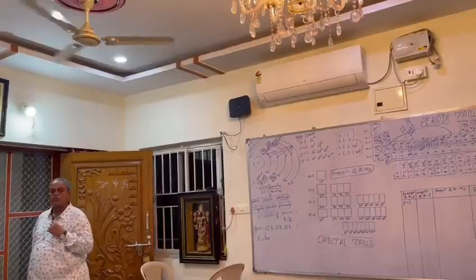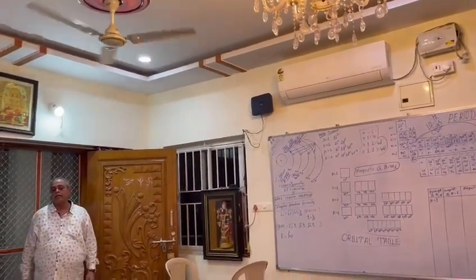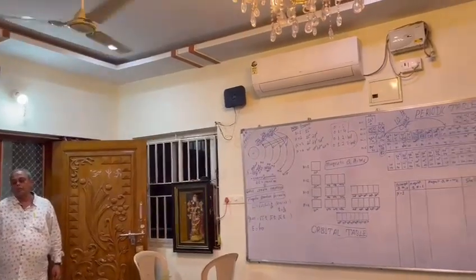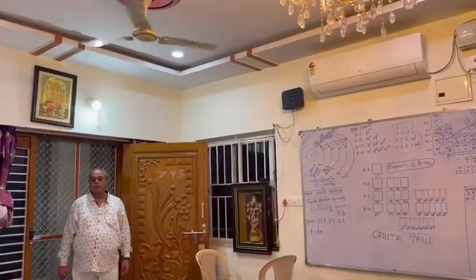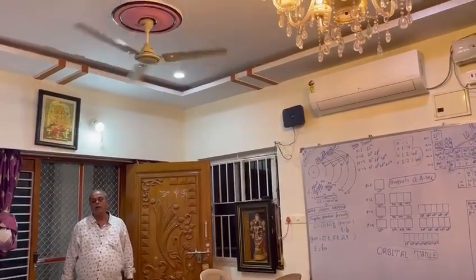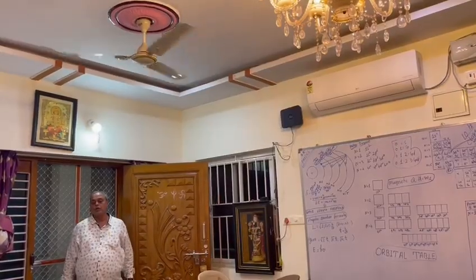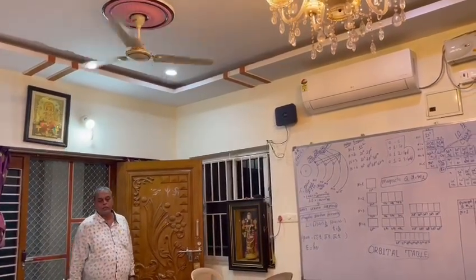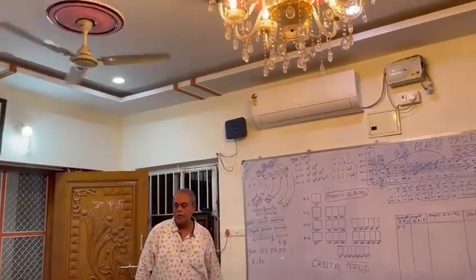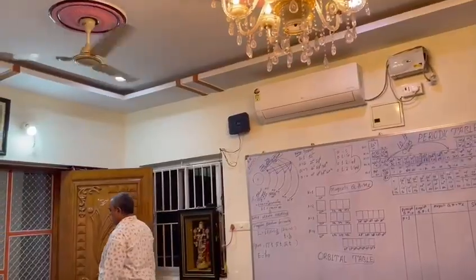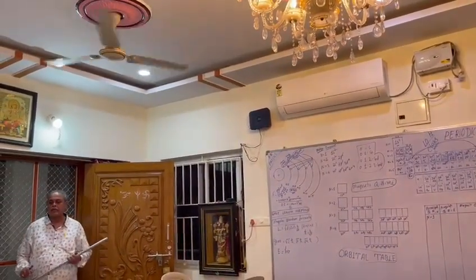Here c is the speed of light in air, that is 3.00 into 10 to the power of plus 8 meters per second.